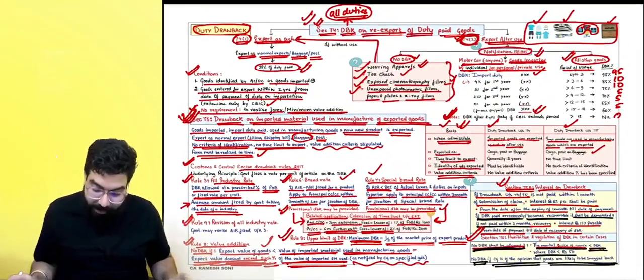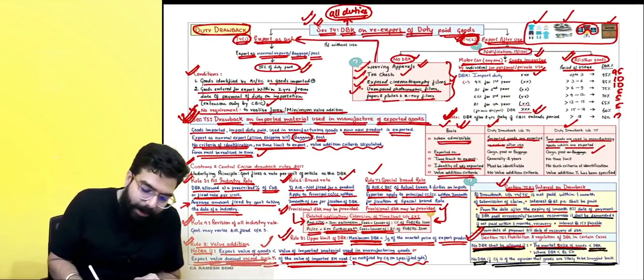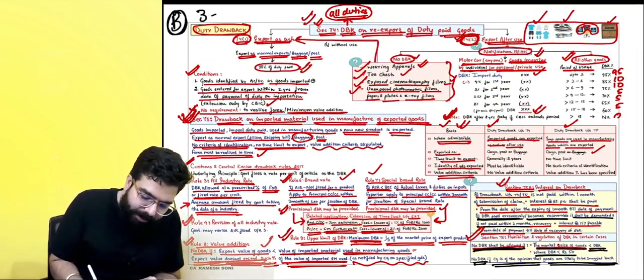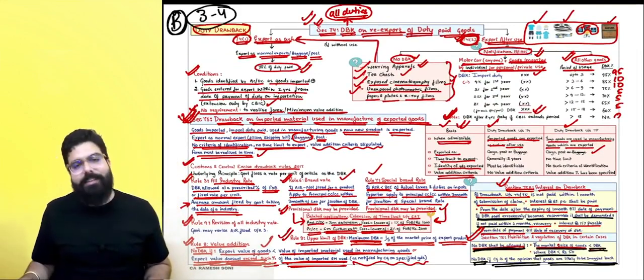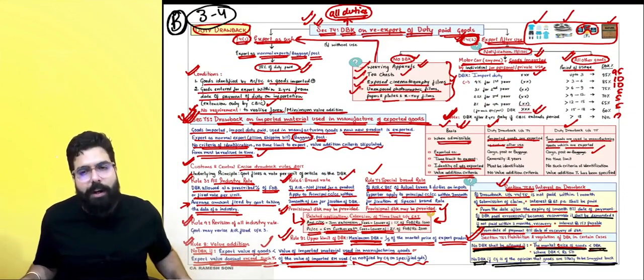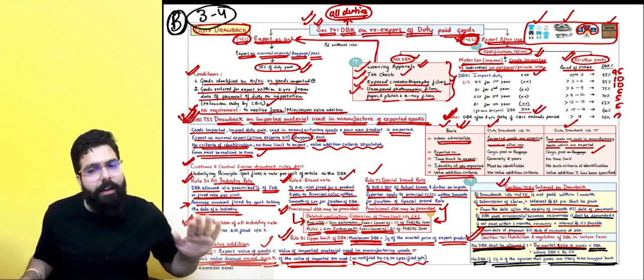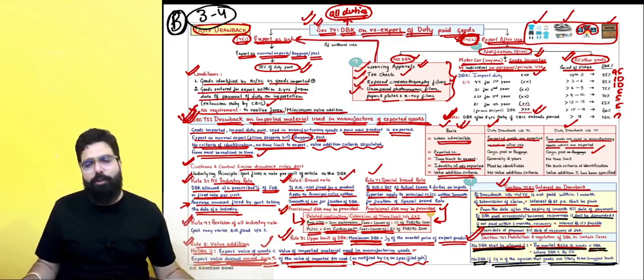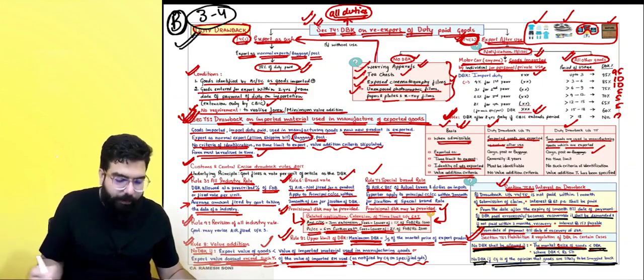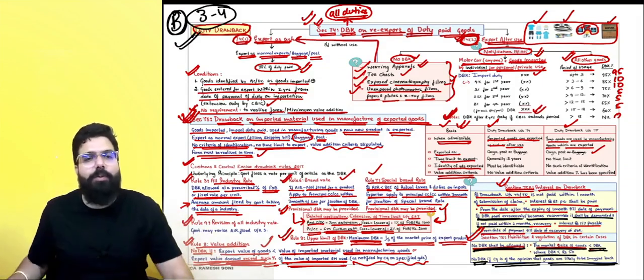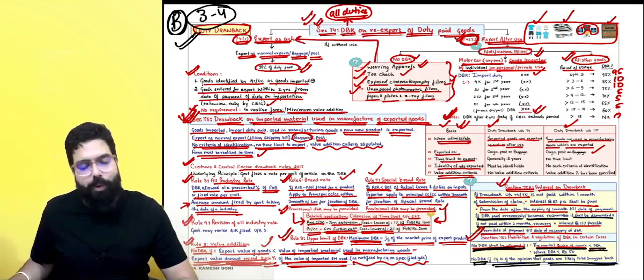Here we are done with our chapter of DBK, an important chapter, a B-graded chapter. They ask 3 to 4 marks in the exam. Wherever I have placed question marks, those are the important areas. Other than that also, I believe I have covered everything over here. I'll close my chapter of duty drawback here, everyone.